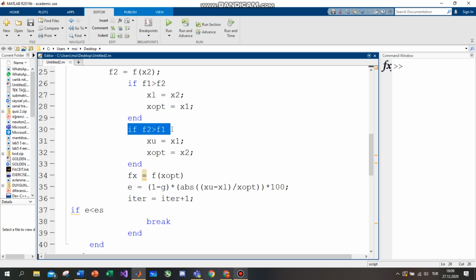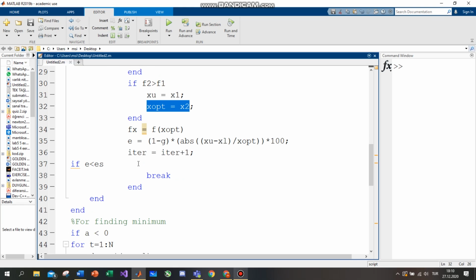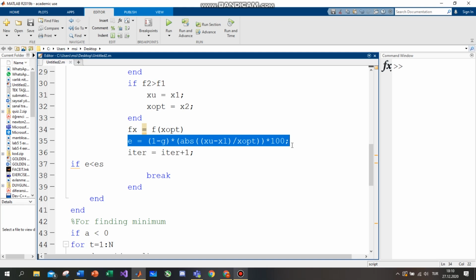If f2 is bigger than f1, it compares the f(x1) and f(x2) values, and xu equals f1, setting a new upper value. x opt equals f(x2), setting the optimizing x for error calculation. Then fx equals f opt, calculating the optimizing fx, and this is the error definition formula from the book.